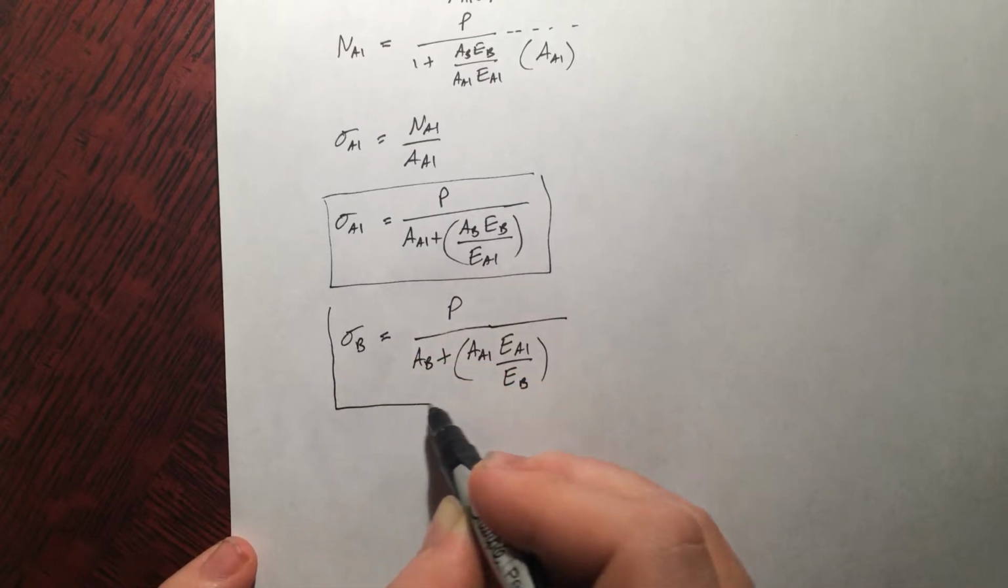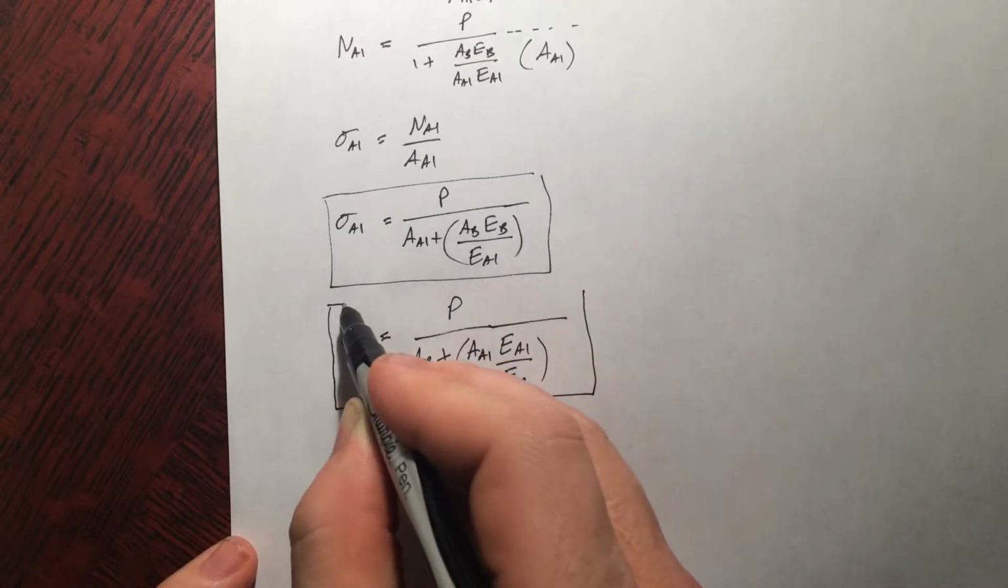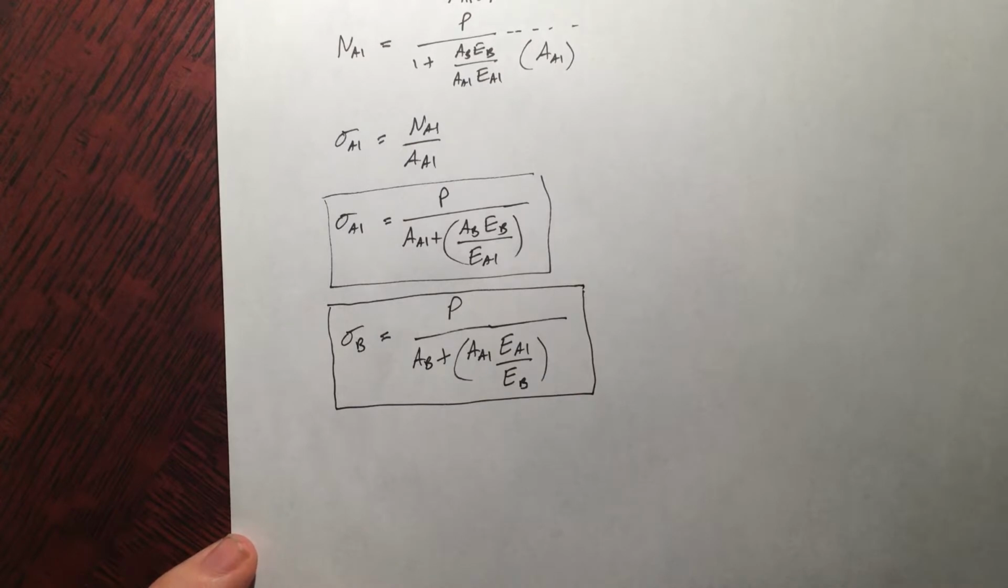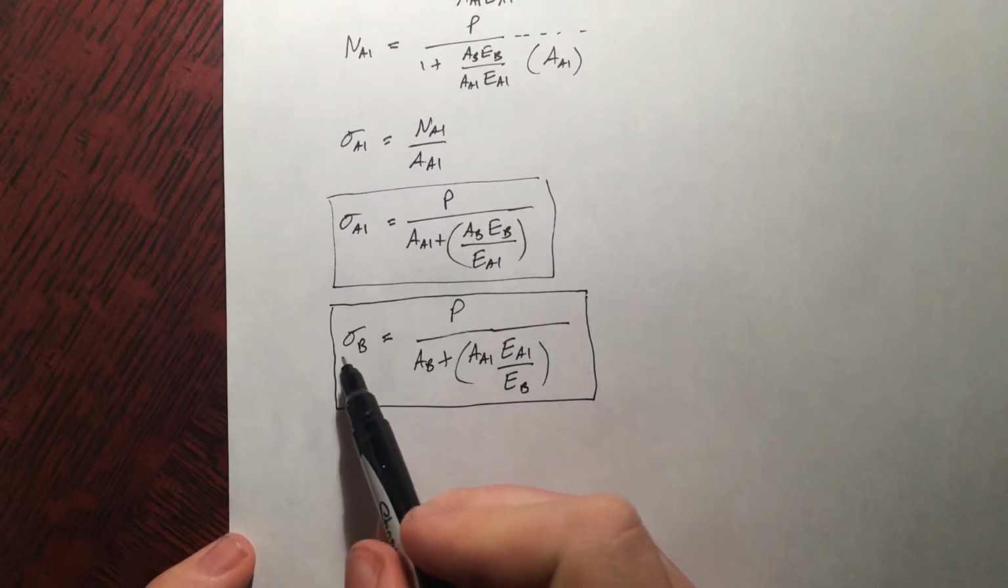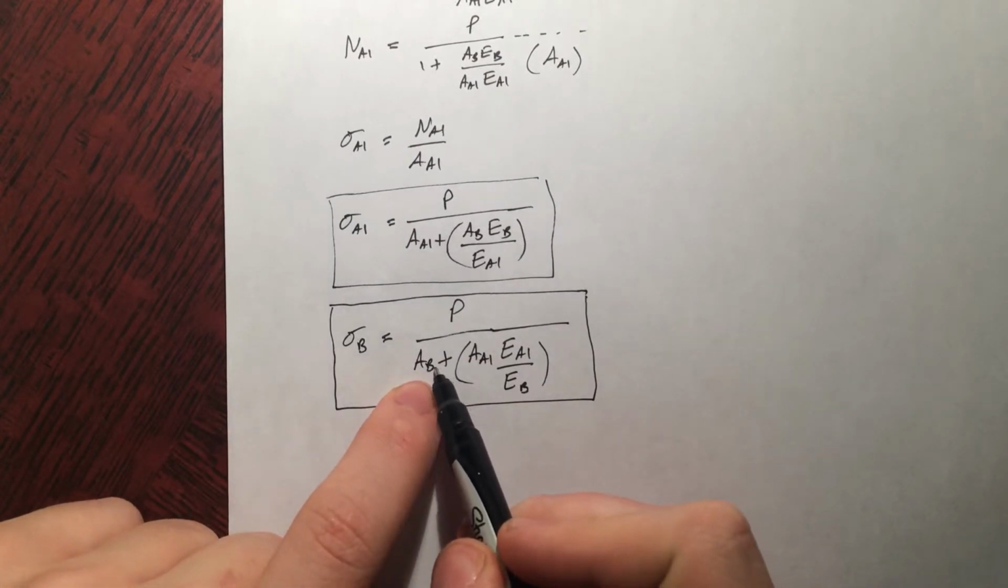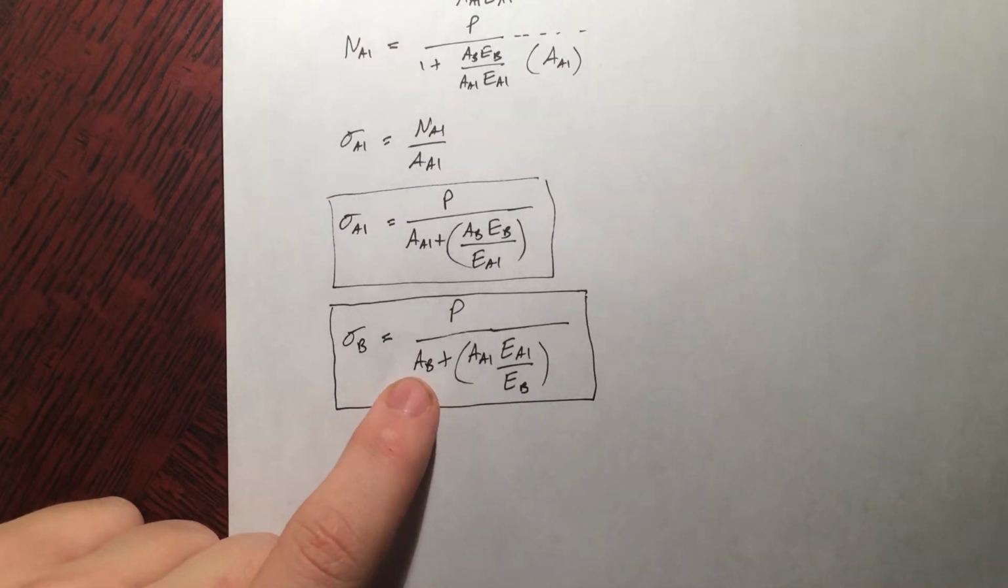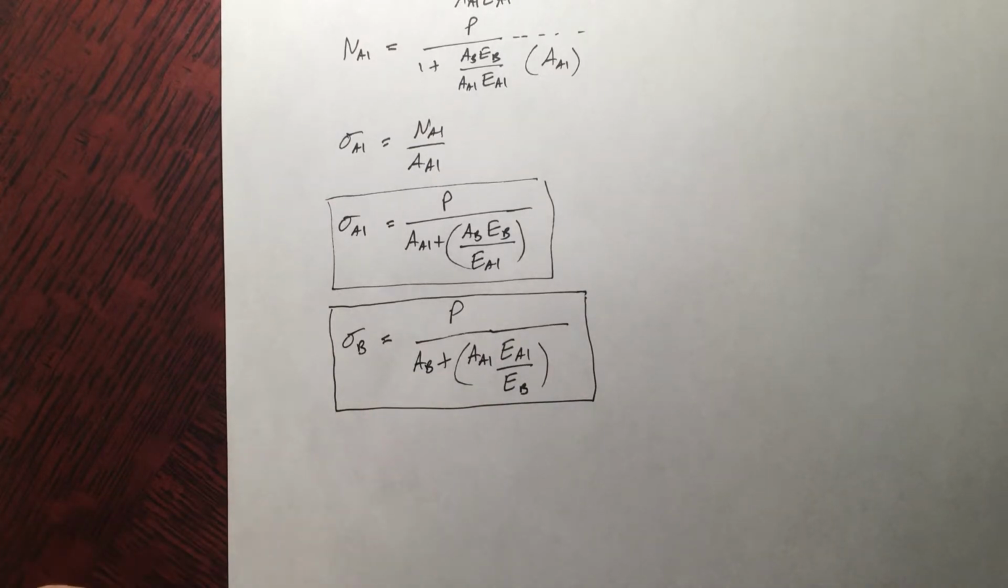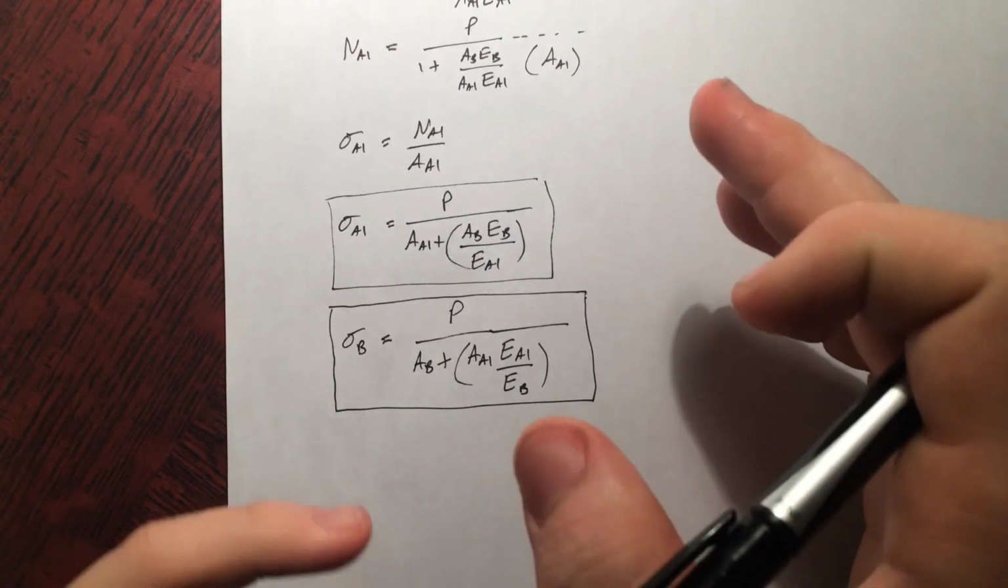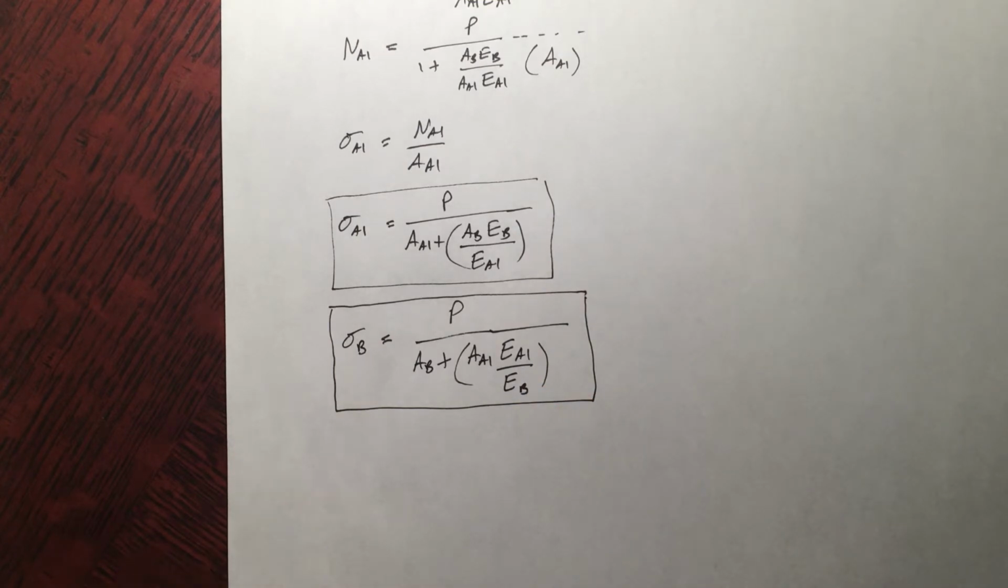Now, let's just take a quick reality check and compare these two. They have some symmetry, right? So the stress in the brass, basically, this denominator is like the inverse of that denominator right there. So if you have some sort of symmetry going on, that's kind of like a check you can do. It's not a rigid mathematical check, but it's kind of an intuitive check.